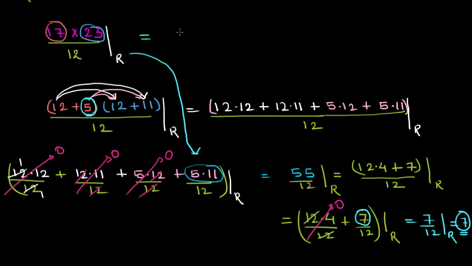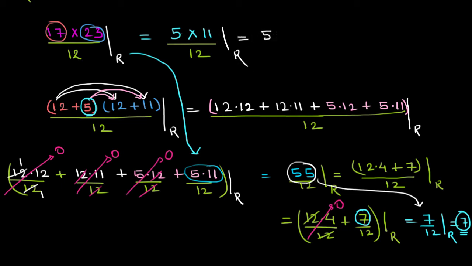So this I can write down as 5 times, and how will I get 11 here? If I divide 23 by 12, my remainder will be 11. So this will be 5 times 11, and the whole thing divided by 12, and we need to find the remainder here. Now when 5 is multiplied by 11, I'll get 55. I still have to divide the whole thing by 12 to get my remainder. 55 divided by 12, I'll get 7 as my remainder. So this is how we find the remainder using the concept of the basic remainder theorem.